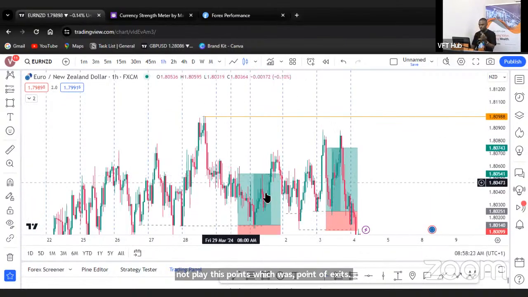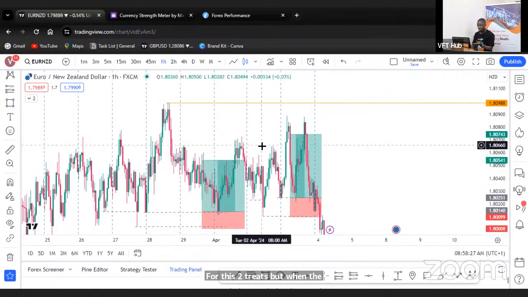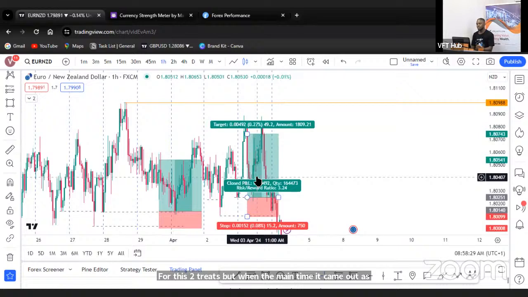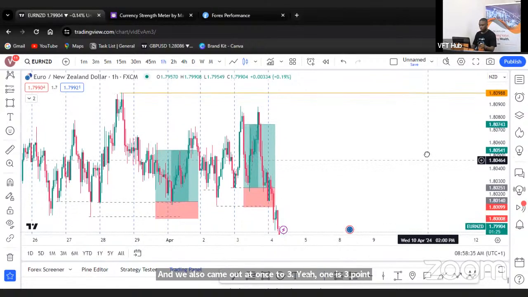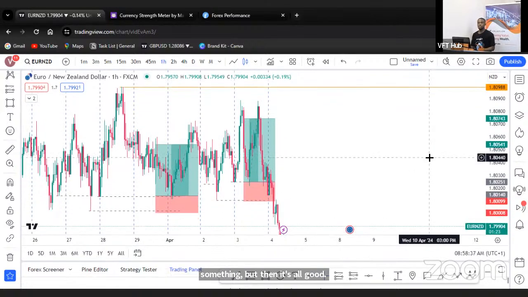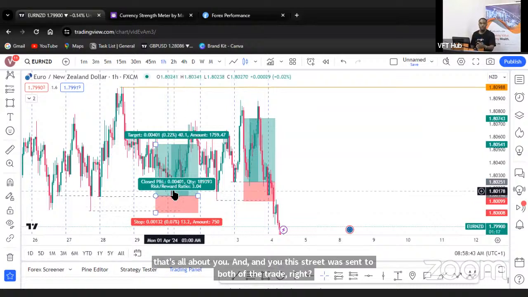But for the meantime, we came out as 1:3, even though price did 1:4 thereabout, yeah. And we also came out at 1:3, yeah, 1:3 point something, but it's all good. So that's all about EURNZD. And mind you, both the first and the second trade were sent to the private group.